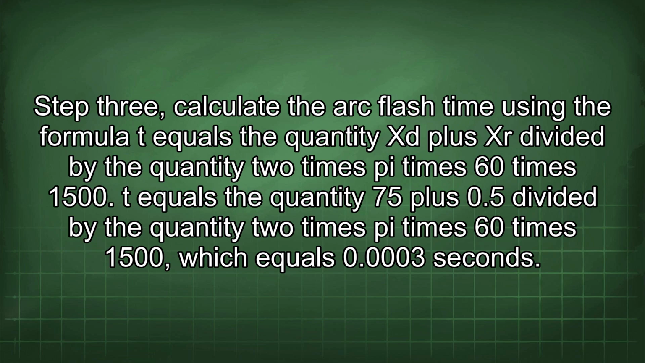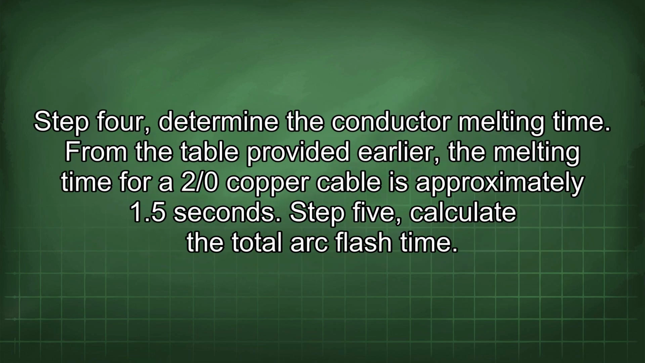Step 3. Calculate the arc flash time using the formula T equals the quantity Xt plus Xr divided by the quantity 2 times pi times 60 times 1500. T equals the quantity 75 plus 0.5 divided by the quantity 2 times pi times 60 times 1500, which equals 0.3 seconds. Step 4. Determine the conductor melting time.